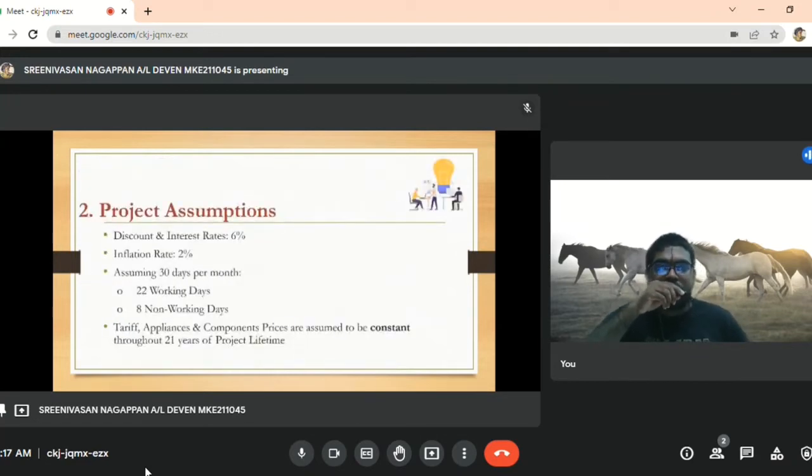And the project assumptions are as follows. Discount and interest rate are at 6%, inflation rate at 2%, and all of these are based on the contemporary economic conditions. And assuming that 30 days in a month, 22 are to be working days and 8 as non-working days. And the tariff and appliances component prices are assumed to be constant throughout the 21 years of project lifetime to ensure that sufficient understanding is given for calculation purposes.